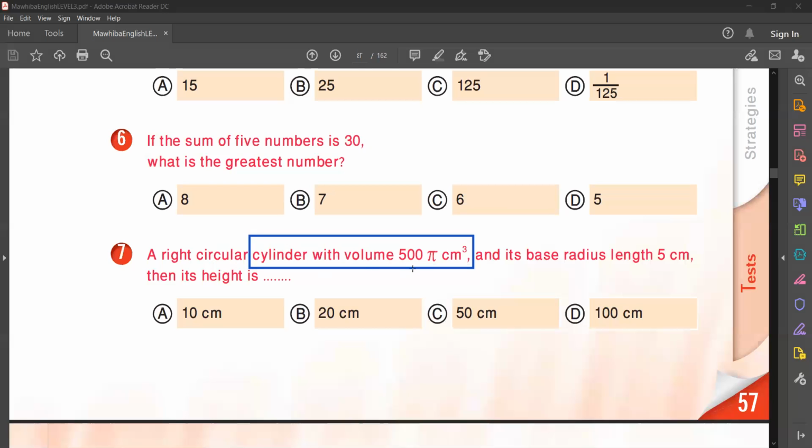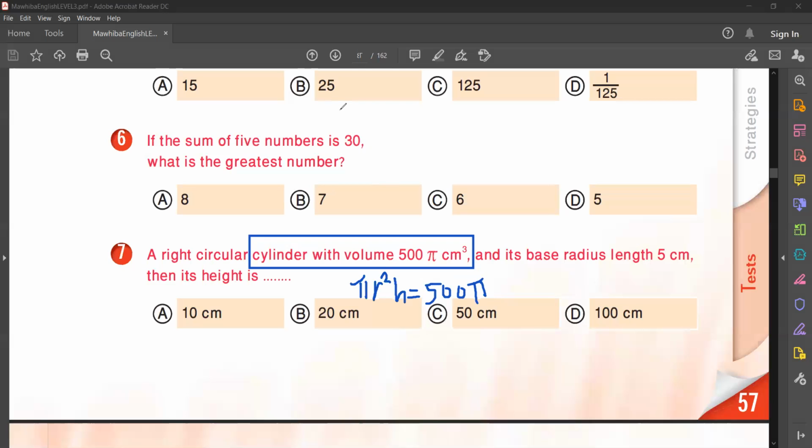What is the rule of volume of a cylinder? Can you remember? Can you help me? It is pi r square multiplied by h, right? Pi r square multiplied by h. That equals what? Equals 500 pi. Pay attention, please, and help me how I solve it.